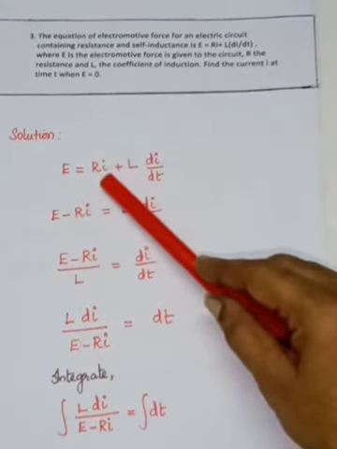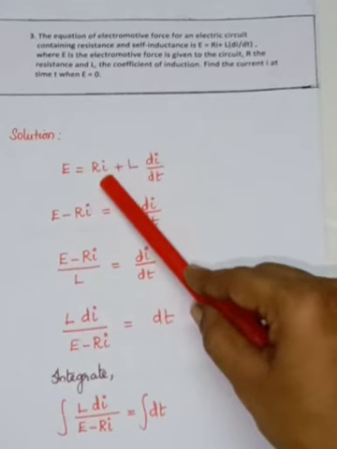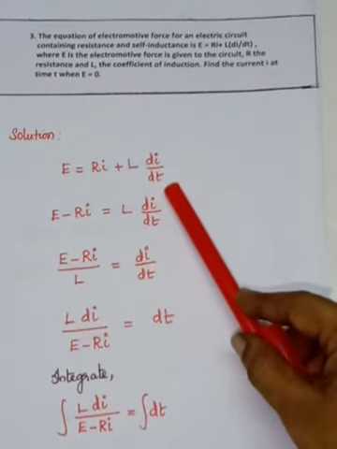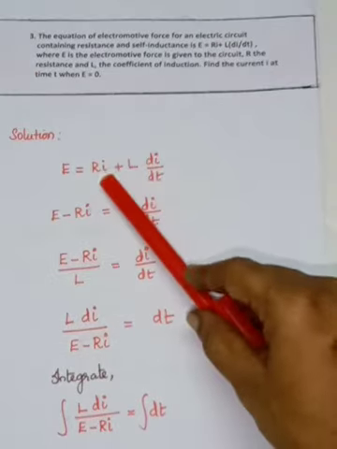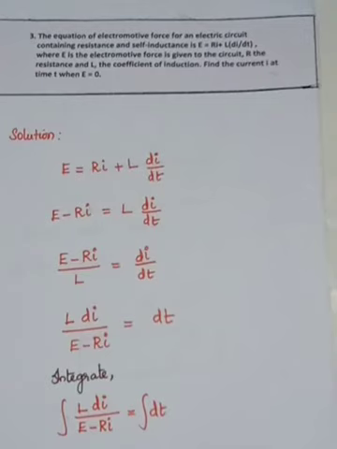What is I? I is the current. This current varies depending on the time. So the current depends on t. So here I and t are the variables. I is depending on t. Okay, so E, R, L are constants. I is nothing but the current, it depends on t. So I and t are variables. So we have to write the relation in terms of I and t when E is equal to 0.